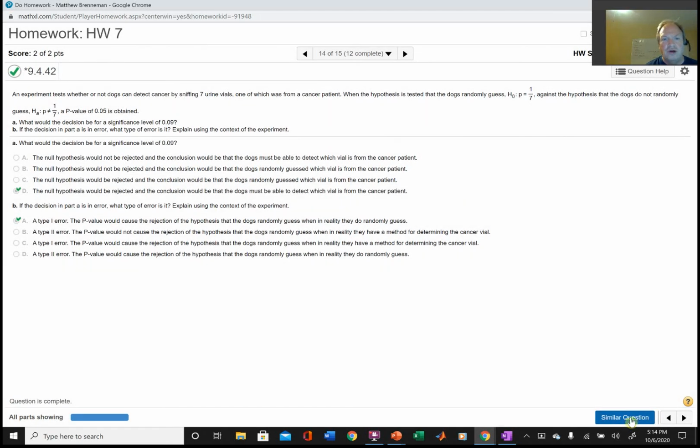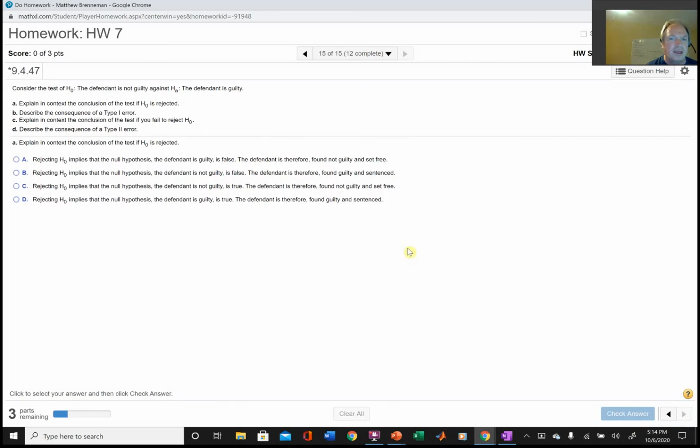So drawing that table hopefully will help. Okay, consider the test a defendant is not guilty against a defendant is guilty. And hopefully this is pretty straightforward, right? A type 1 error, think about what it is. The null is true, but you reject it, right? So in other words, the person is not guilty, but you say that they're guilty.